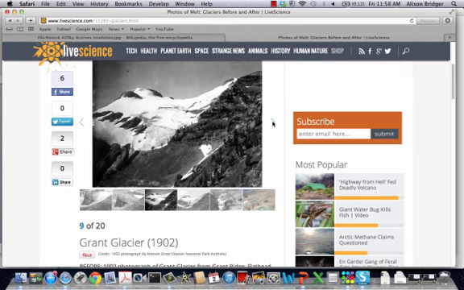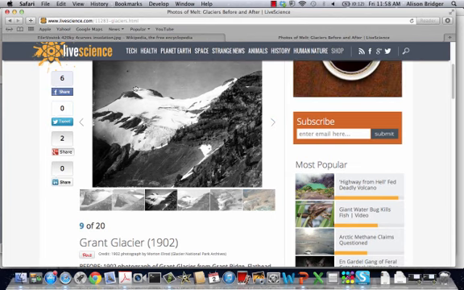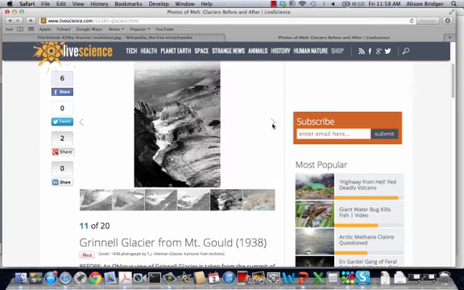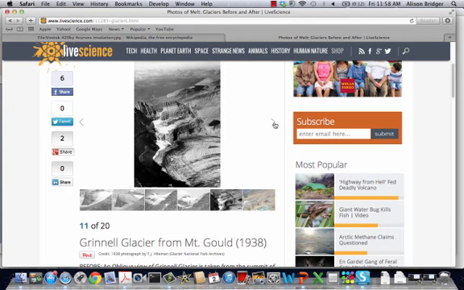Let's just look at one more. The Grant Glacier, this whole thing here. Well, actually, that doesn't look as though it's changed very much, so let's find one that has changed. This is the Grinnell Glacier. I think it's this stuff down here.